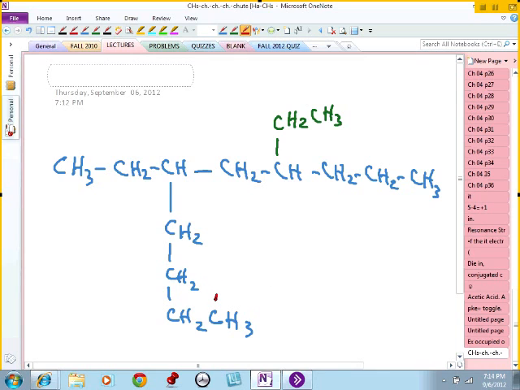Supposing we say this is 1, 2, 3, 4, that is 5, 6, 7, 8, 9, and 10. Okay, so where are the branches? Where are the substituents? If you do that, the substituents are in 5 and 7, right? 5 and 7. Let us keep that in mind.